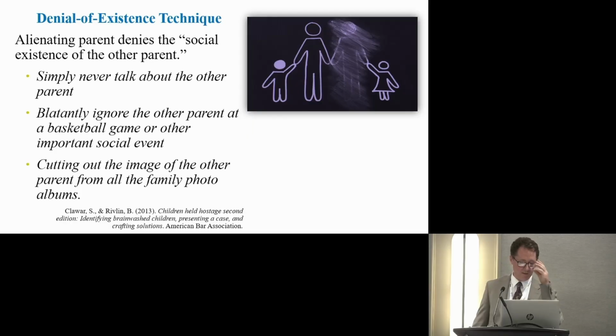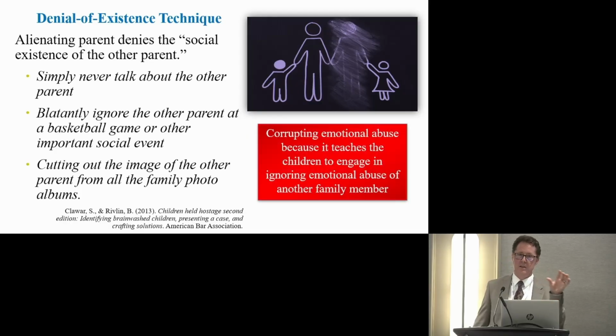of crazy stuff. And of course, the tertiary thing that happens here, this is a corrupting emotional abuse because it teaches and models for the children to engage in ignoring emotional abuse of another family member. So this is a learned behavior, and that's why it's so bad. And so when you're explaining this to courts, you can say that.